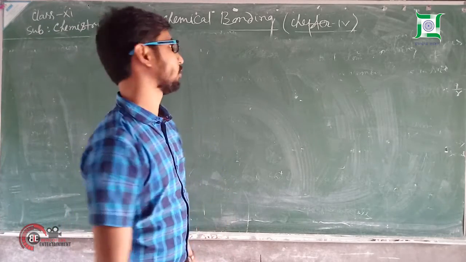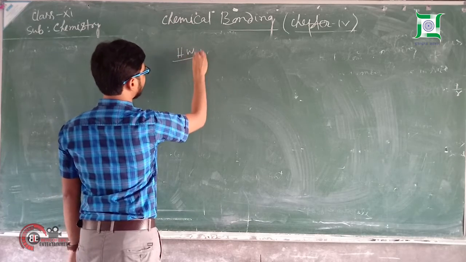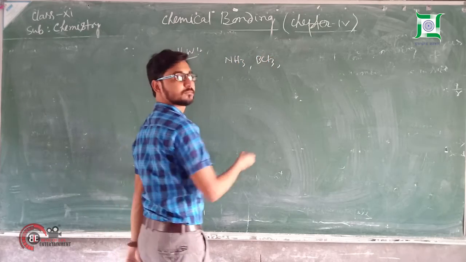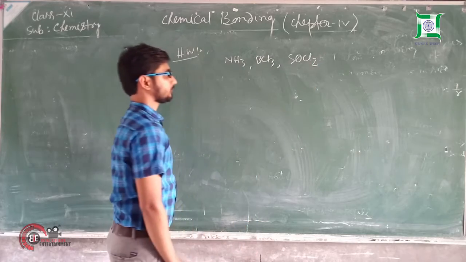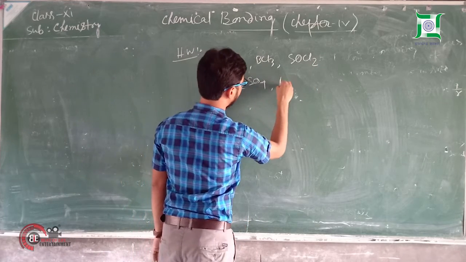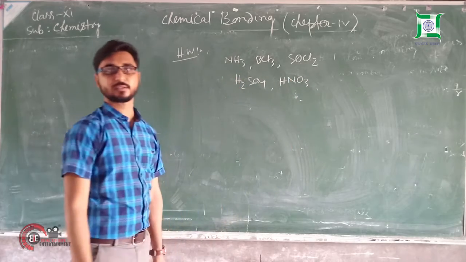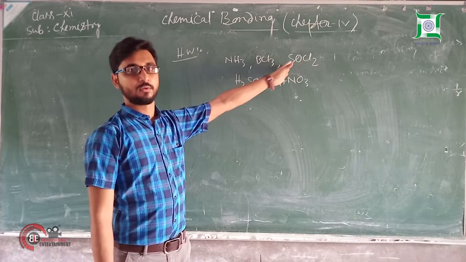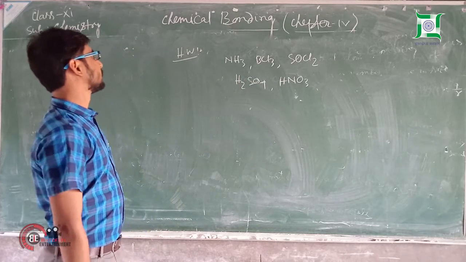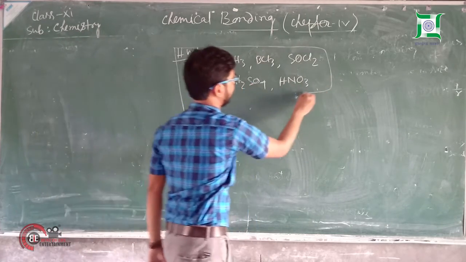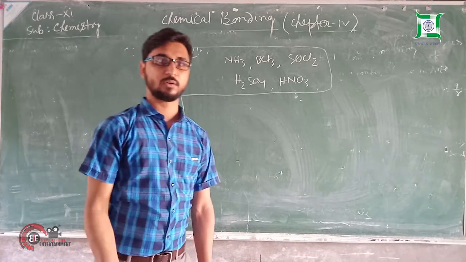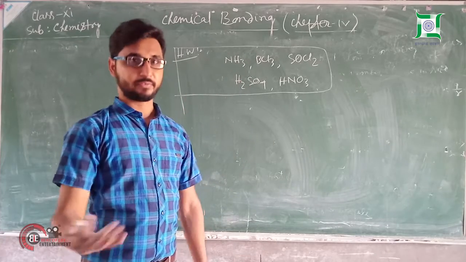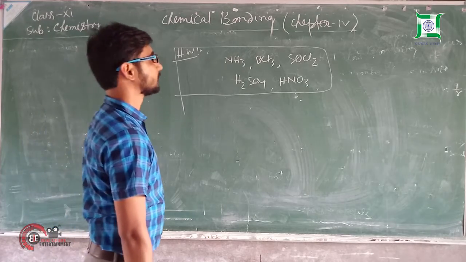अब आप लोगों को कुछ होमवर्क दे रहा हूँ। You will try the Lewis dot structures of NH3, BCl3, SOCl2, H2SO4, HNO3. Let us try to draw the Lewis dot structure of the given compounds yourself. Next, ये है आप लोगों के लिए होमवर्क कि ये सारे कंपाउंड्स का Lewis dot structure क्या होगा, how to draw Lewis dot structure of these compounds. Try yourself.